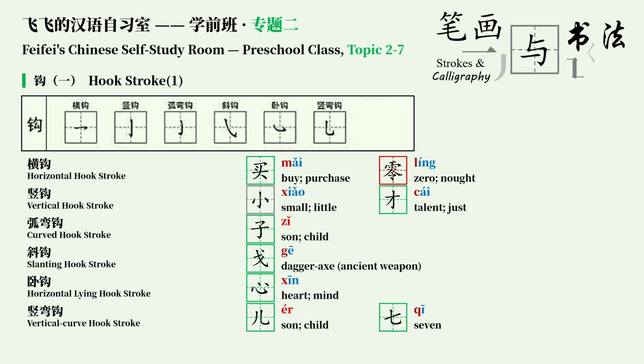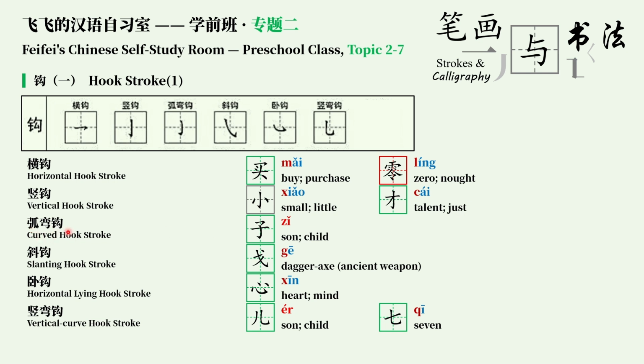Example characters. We revisit the character we learned earlier, 小. The new character is 才, meaning talent, just.